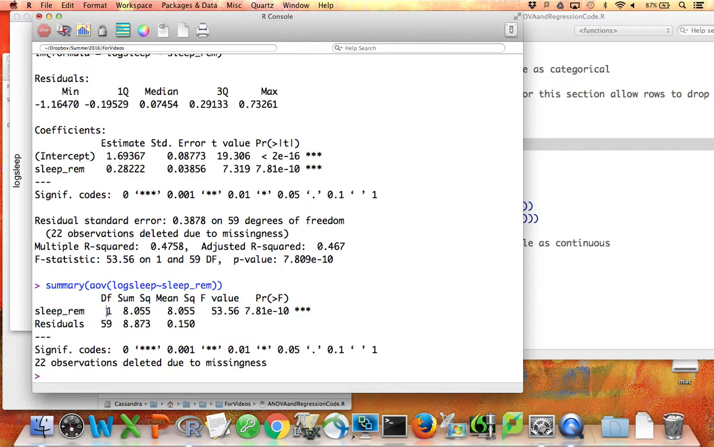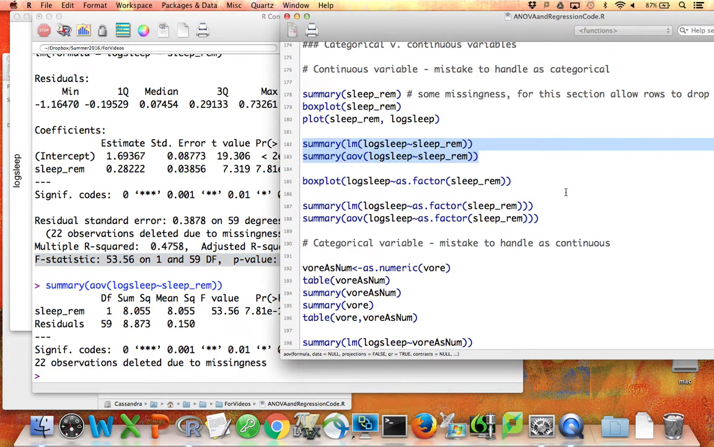Because REM is continuous, degrees of freedom is equal to 1, so that's a place to check that we really are dealing with this as a continuous variable. We'd have that 1 there. This p-value here is identical to this p-value here because they're the same test, and you see the p-value again here. This is also the same test. So again, this is exactly the same thing that we illustrated earlier when we had just one continuous predictor.